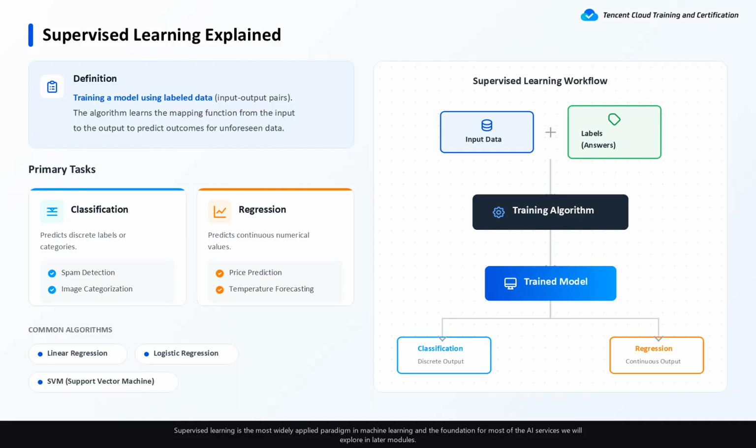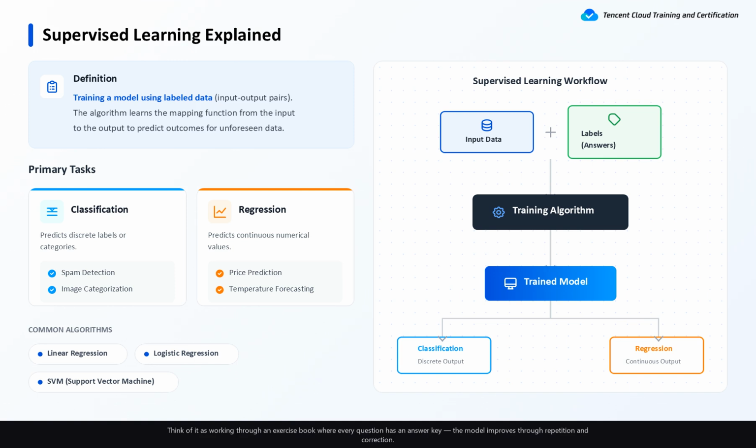Supervised learning is the most widely applied paradigm in machine learning and the foundation for most of the AI services we will explore in later modules. The idea is direct. You train a model on labeled examples, where each input has a known and correct output. The model learns to approximate the mapping function between input and output by minimizing prediction errors across a large training set. Think of it as working through an exercise book where every question has an answer key. The model improves through repetition and correction.